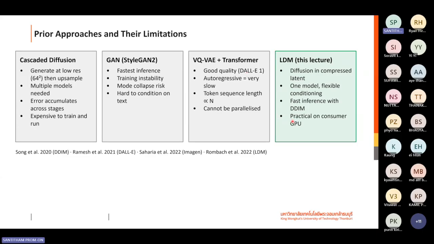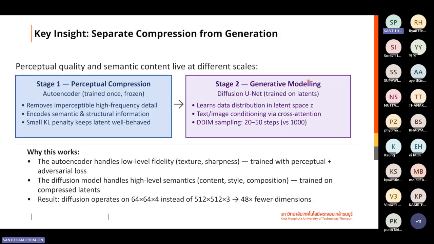LDM, this lecture will focus more on the compressed latent vector. You have one model with flexible condition. It's quite practical. You can test it. There are already well-built resources that you can test. I just pull one and show you here, but there are quite a number of them. Especially nowadays, you can test it with Stable Diffusion XL, which is very high quality. We'll talk about that later on. I have some examples as well.